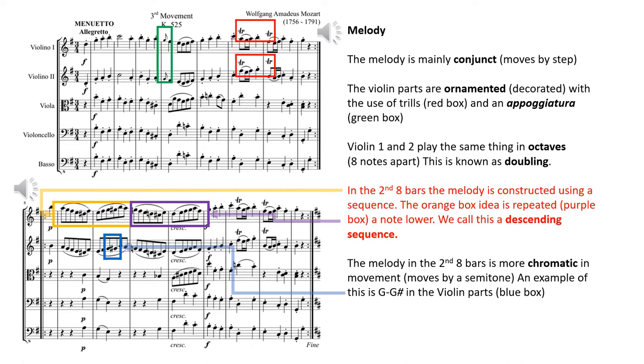We're going to listen to the melody again. Notice on the music that there are little dots over the notes. This is called staccato, and this means we play the notes short and spiky. See if you can notice this. Have a listen.